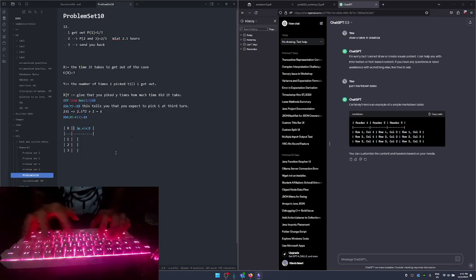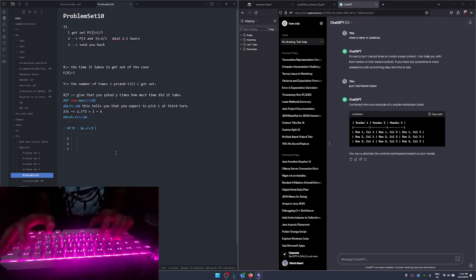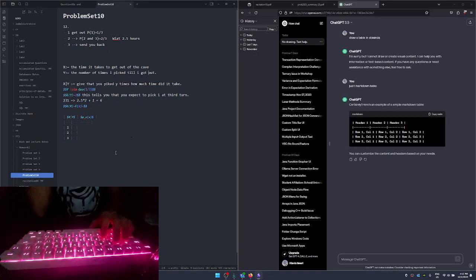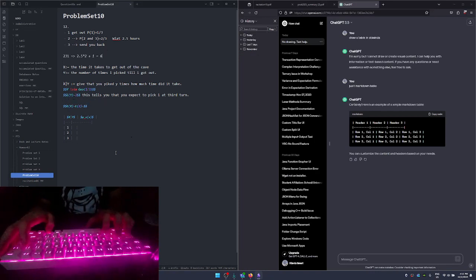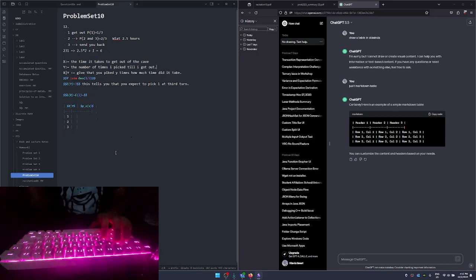So what I think you do is that you give x given y. Let's suppose you roll the... oh, this doesn't work, so I should do this. Yeah, this works. We can just do LaTeX in here. Suppose x given y, given that the number of times I picked till I go out. This solution was immediate, but let's do it mathematically. You give x, the time it takes to get out of the cave, and y, the number of times I pick till I get 1. This is just a geometric distribution, so y is a geometric distribution.